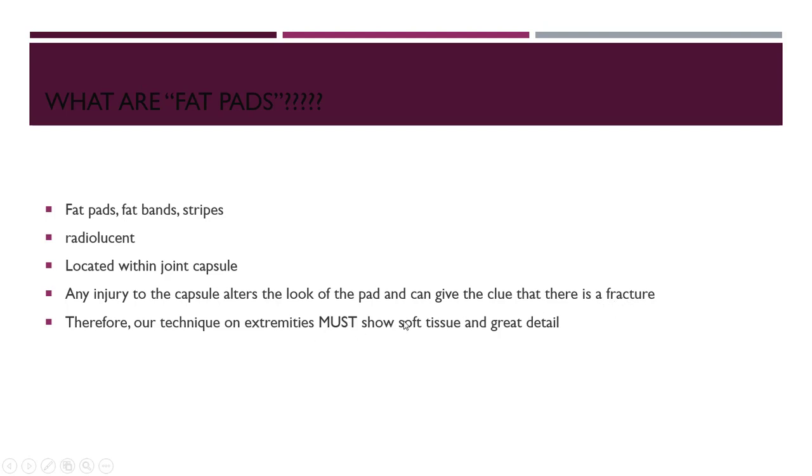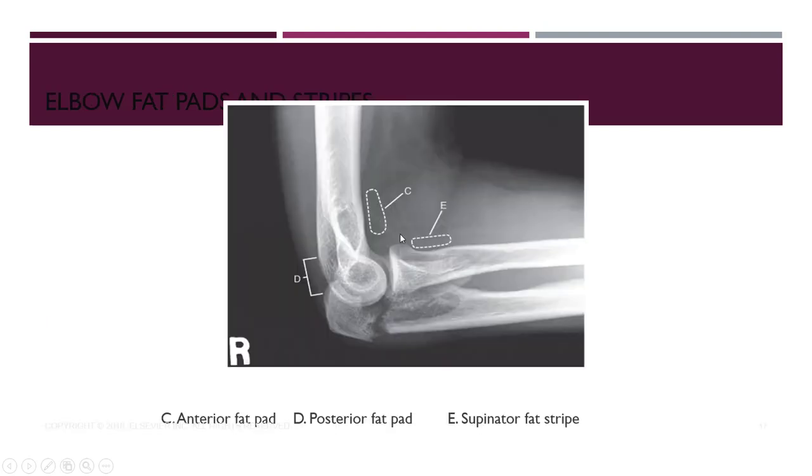So our technique needs to show some soft tissue in greater detail in order to demonstrate these fat pads. So here you can actually see there's a fracture of the ulna, and then the fat pads would be located around that region. So you have an anterior fat pad, a posterior fat pad, and that supinator fat stripe.